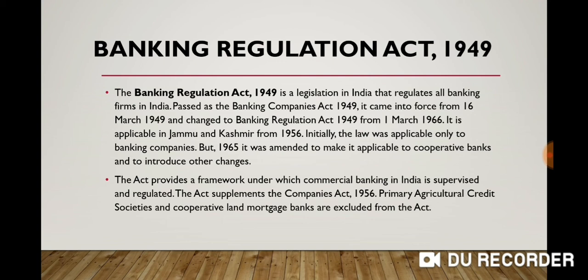Initially, the law was applicable only to banking companies, but in 1965 it was amended to make it applicable to cooperative banks and to introduce other changes. The Act provides a framework under which commercial banking in India is supervised and regulated. The Act supplements the Companies Act 1956. Primary agricultural credit societies and cooperative land mortgage banks are excluded from the Act.